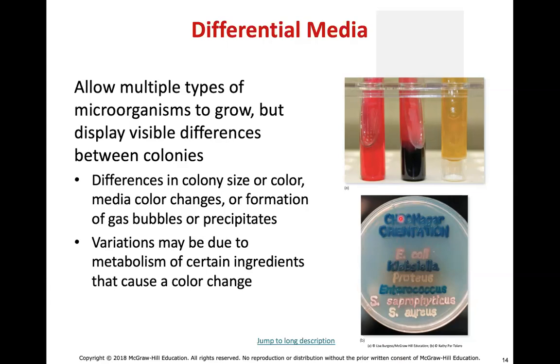And it might not actually be the bacteria that changes the color, it could actually be the media that changes the color. Here you can see, we have a normal tube here that's red. Here, the tube turned black, and in this case, the tube turned yellow, depending on the organism that's growing there. So differential media is allowing multiple types of microorganisms to grow, but will display visible differences between the colonies.